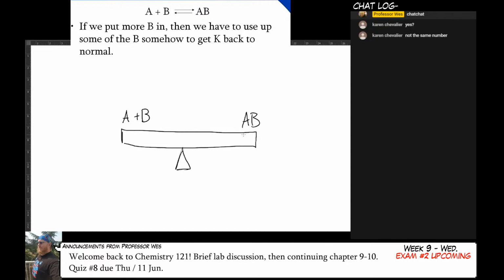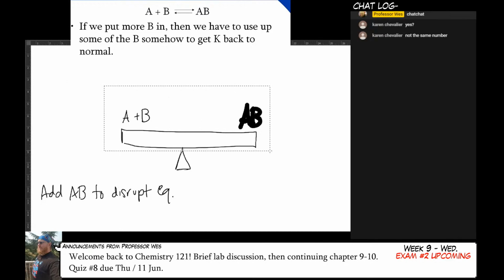And now this time what I'm going to do is I'm going to add AB to disrupt equilibrium. So that means that I am going to put a bunch of this in here. That's probably overkill. That's fine, I guess. And now that I've added AB to the reaction mixture, the system is no longer at equilibrium.